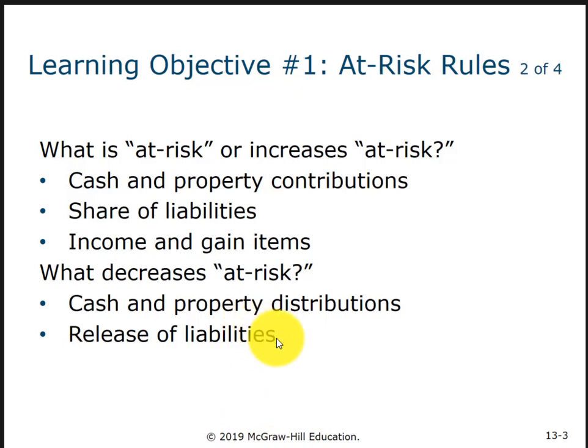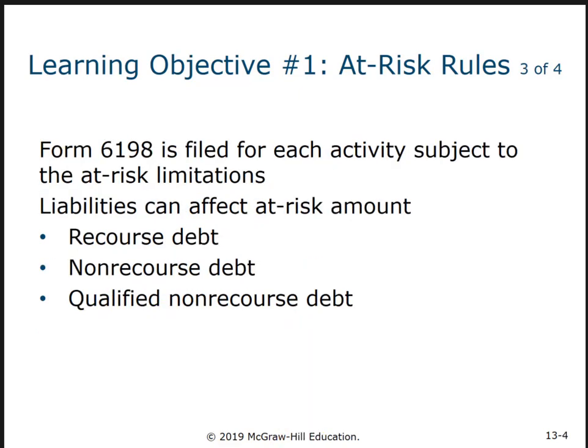Then the amount at risk goes down. If putting money in makes it go up, taking it out makes it go down, once you receive the cash back. It also goes down if the liabilities are reduced or paid off. Now there's not the possibility that you would have to ante up more money, and therefore your amount at risk has gone down.